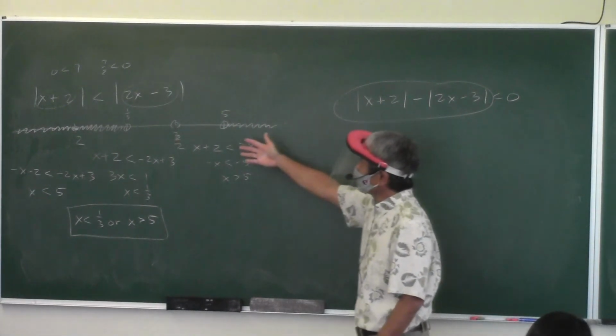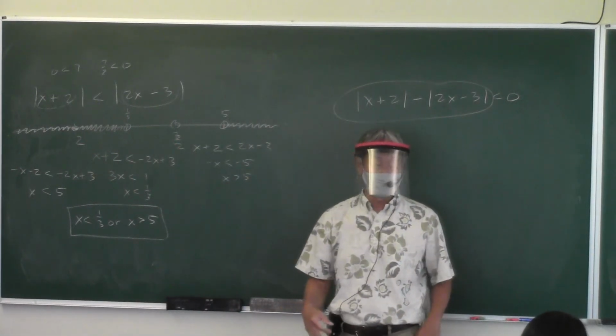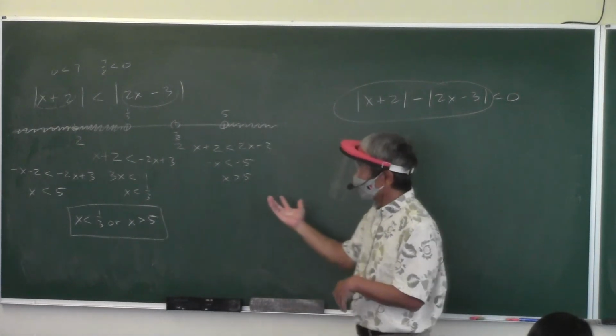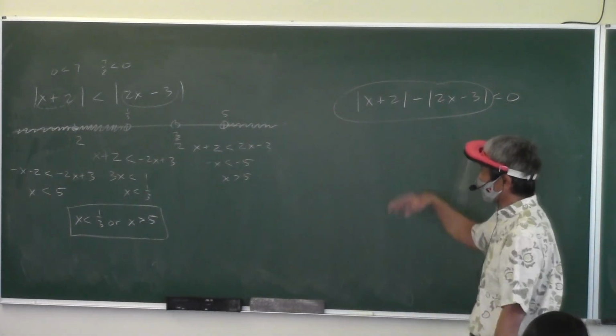Like this number line thing, it's very mechanical, right? You just have to ask yourself, is it positive or is it negative? If it's positive, you leave it alone. If it's negative, you negate it. That's what you do.